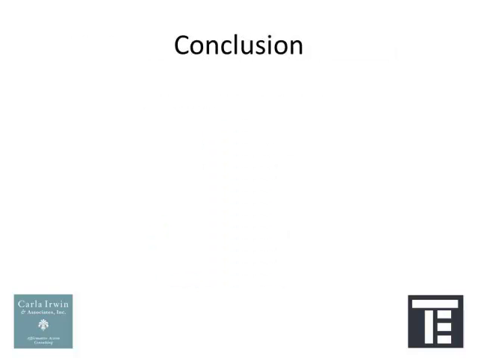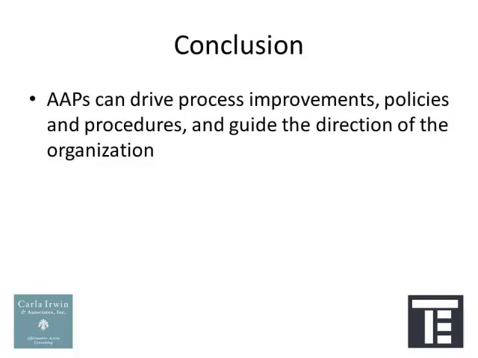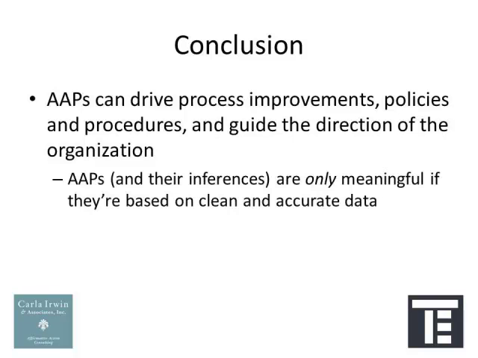I think the bottom line to wrap up this whole discussion we've had today, and this is going to be true not only for hiring but for other pieces of the Affirmative Action Plan, is that your AAPs really can drive process improvements. They can drive the policies and procedures and guide the direction of the organization. They can tell you what you need to focus on to better yourself. The catch is, if you have inaccurate data, then you're going to have an inaccurate AAP. And the conclusions and inferences you draw from your AAP results are only going to be meaningful if they're based on clean and accurate data.